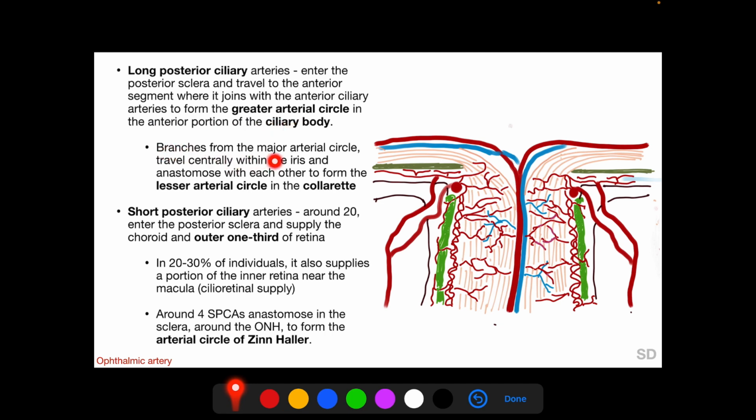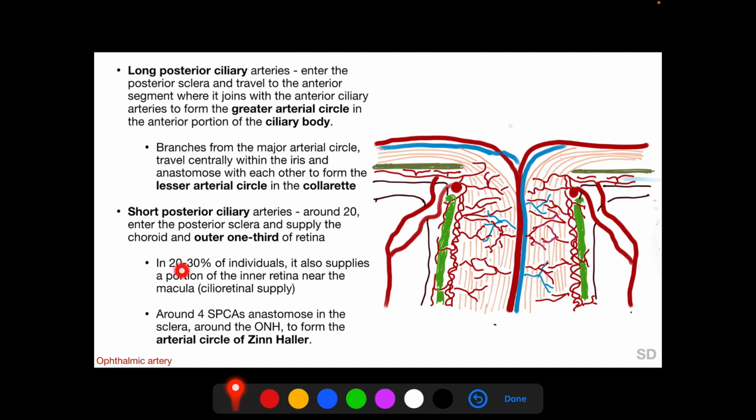Branches from the major or the greater arterial circle travel centrally within the iris and anastomose with each other to form the lesser arterial circle near the collarette of the iris. The short posterior ciliary arteries, around 20 in number, also enter the posterior sclera around the optic nerve and supply the choroid and the outer one-third of the retina. As we have already mentioned, the inner two-thirds of the retina is supplied by the central retinal artery.